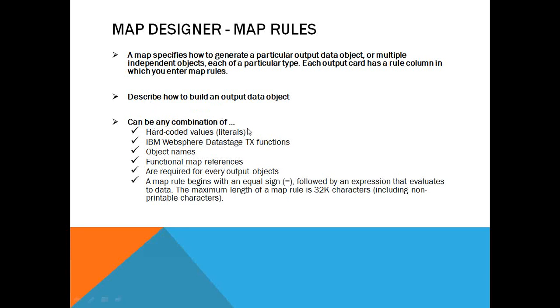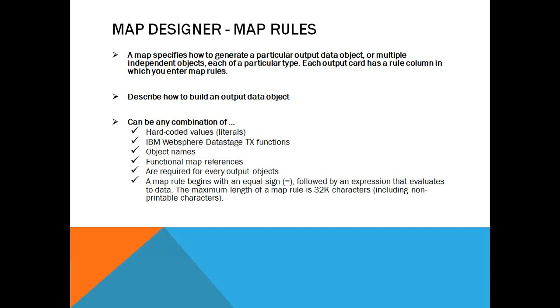The mapping rule can be hard coded values, that means literals, or it can be built-in functions, like the current date time or current date, or object names, which is nothing but from the input, or it can be functional map references.